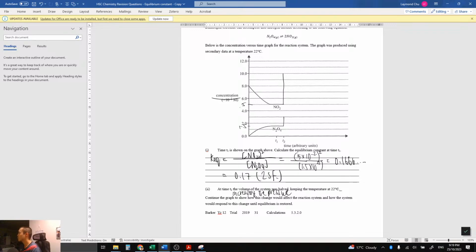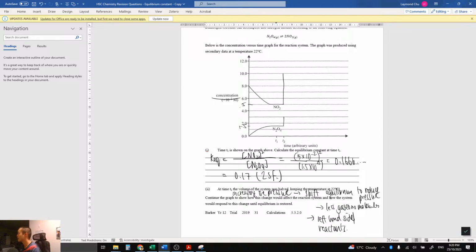Now, because we've increased the pressure, for the sake of answering the question, increasing the pressure will shift the equilibrium to reduce the pressure, which will cause it to shift to the side with fewer gaseous molecules, which is our left hand side, or reactants.